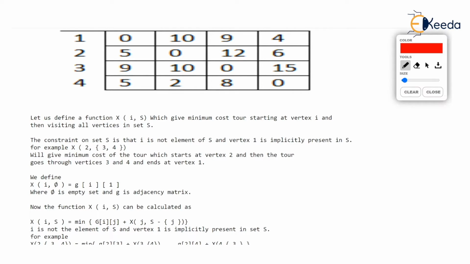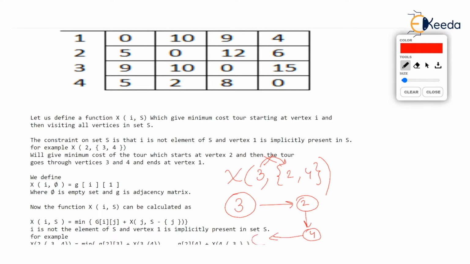Suppose I have x3, and then I have written 2 4. You know the reason why I have written 2 4. 3 can't be a member of this set. That's the constraint, and 1 is an implicit member of the set S. Now we want to know if we start our travel from 3, then go to 2, then go to 4, and then back to 1. 1 is always there in the set, isn't it?